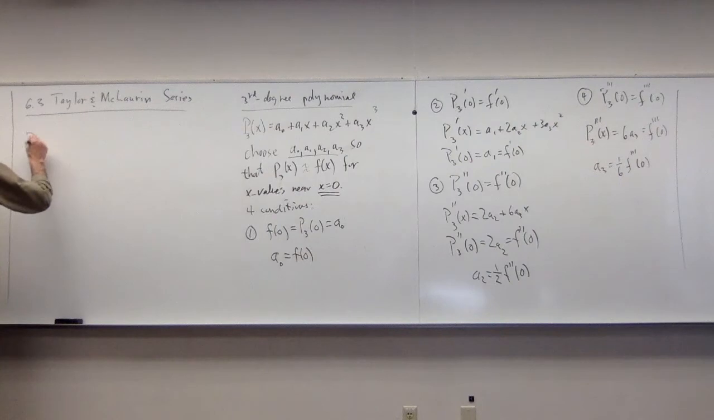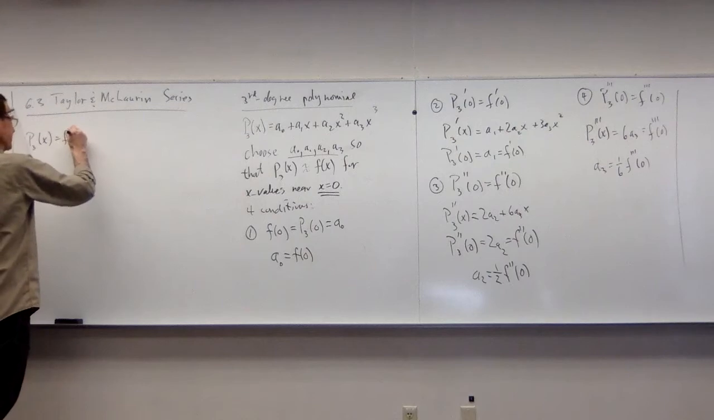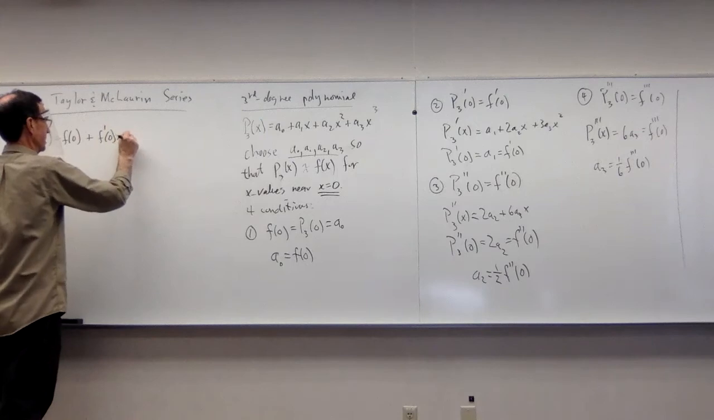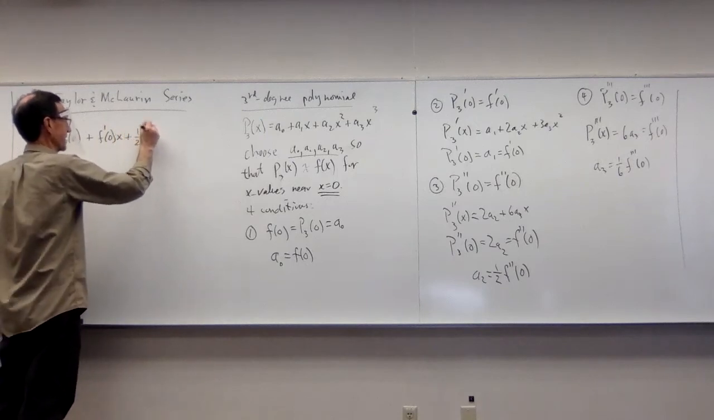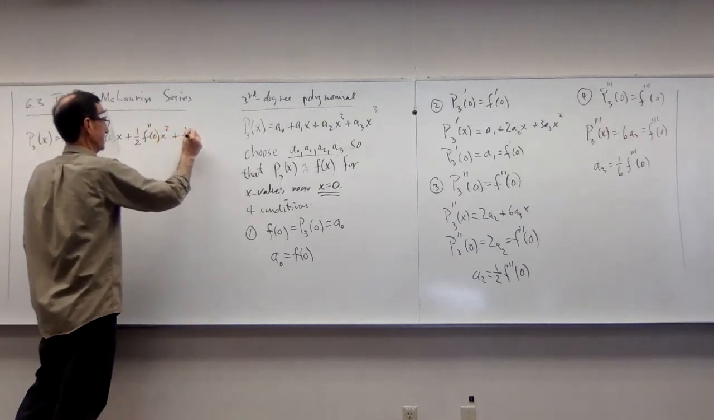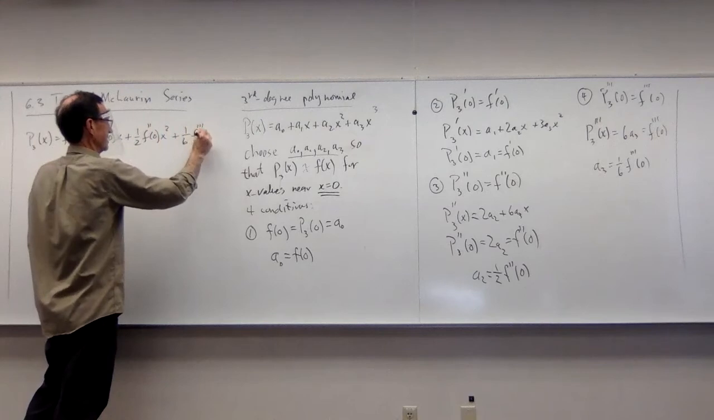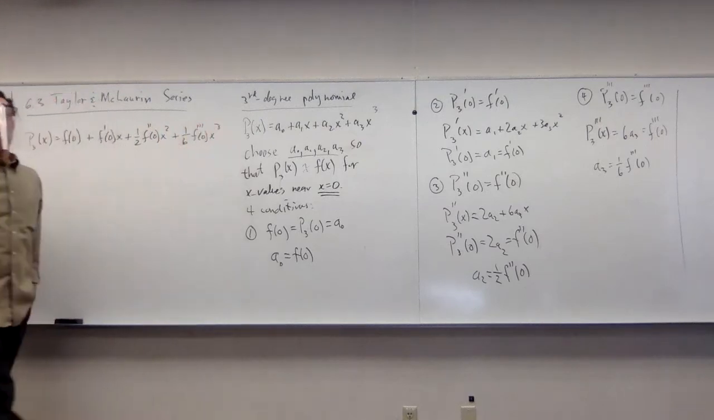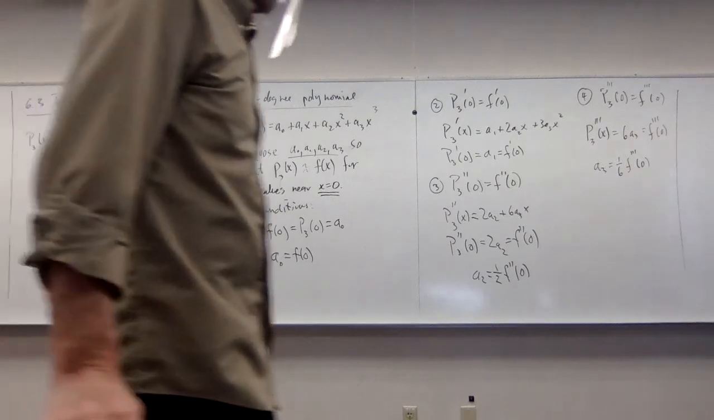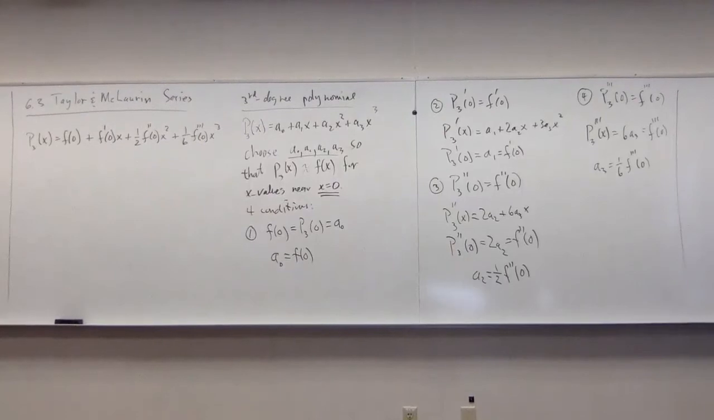So our third degree polynomial is the function at 0 plus the derivative at 0 times x plus 1/2 the second derivative at 0 times x squared plus 1/6. Okay. And you can see a pattern there.